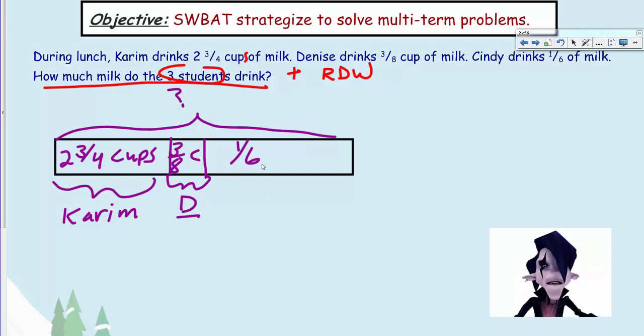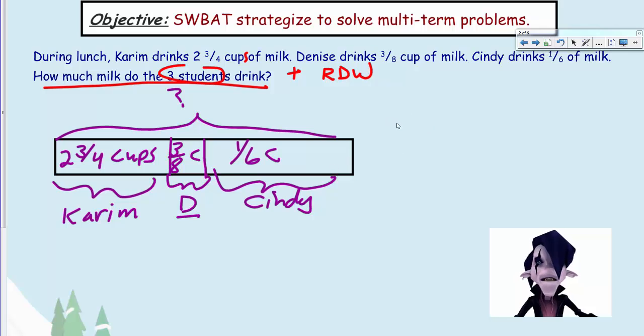And then, of course, we have 1/6 cup, and this would be Cindy. I'll spell her name out since I have the room, although it's very sloppy. I apologize, Cindy, really. Now let's add them all together, because that's really the goal here. Okay, 2 and 3/4 cup, plus the amount that Denise drank, plus.